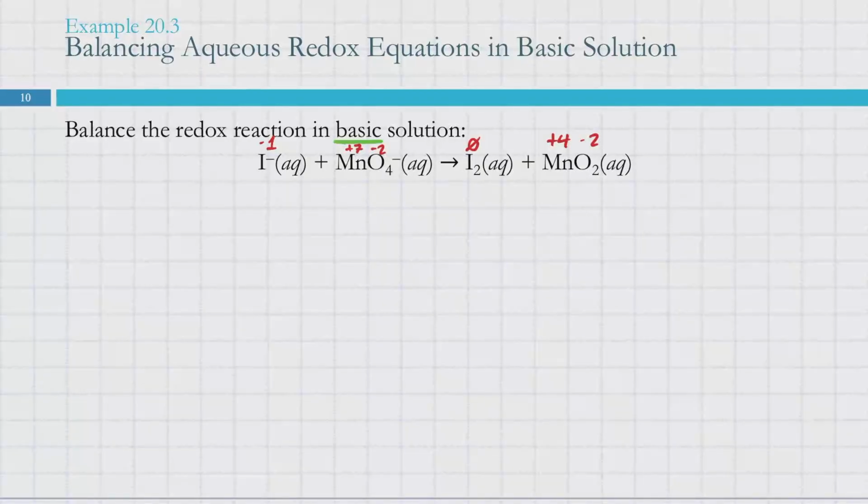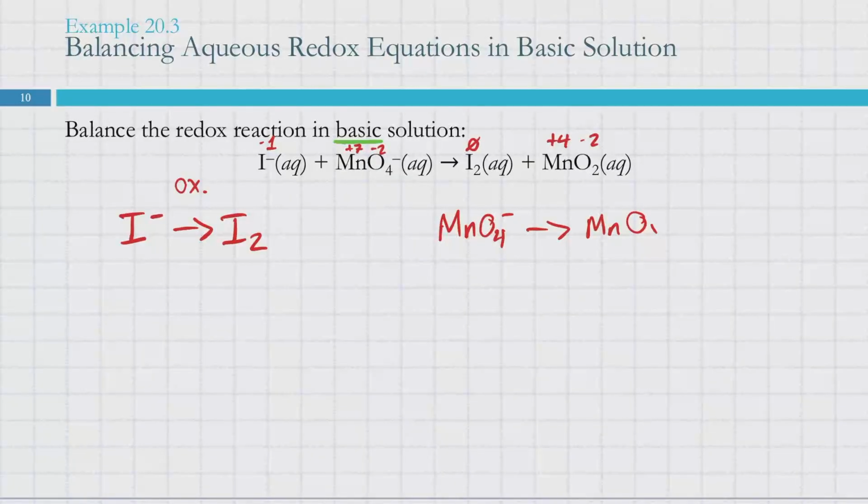We separate them out into oxidation and reduction. It doesn't matter which one goes to which side, or if you stack them, if you've got space. So I- going to I2. We went from -1 to 0, so this would be our oxidation half reaction. We've got permanganate, MnO4-, going to manganese 4 oxide, MnO2. This is our other one, so it's our reduction half reaction. It also went from a +7 to a +4, which is a reduction in oxidation state.